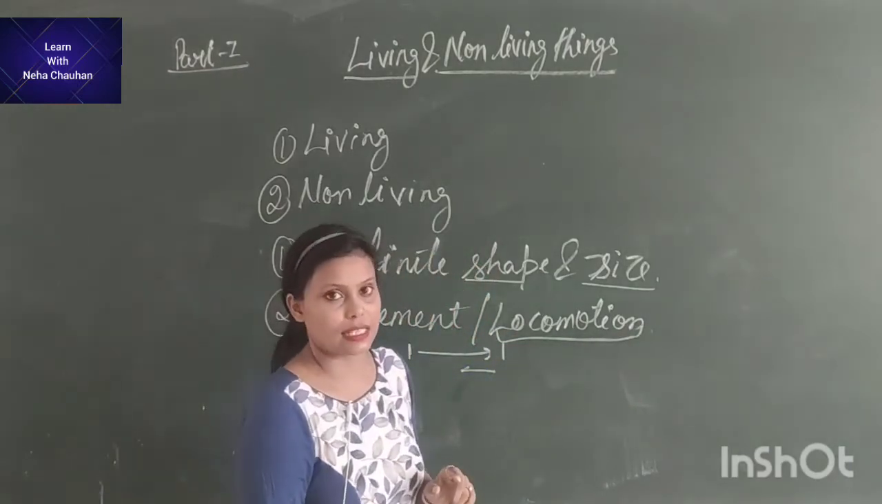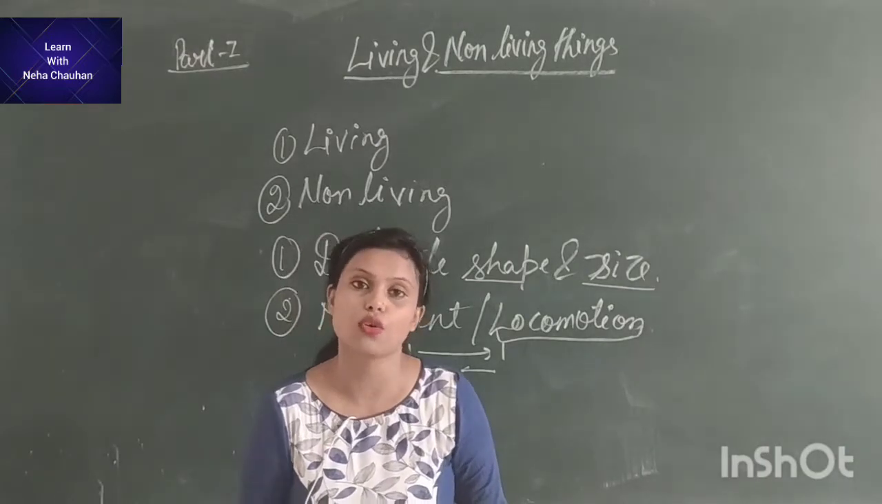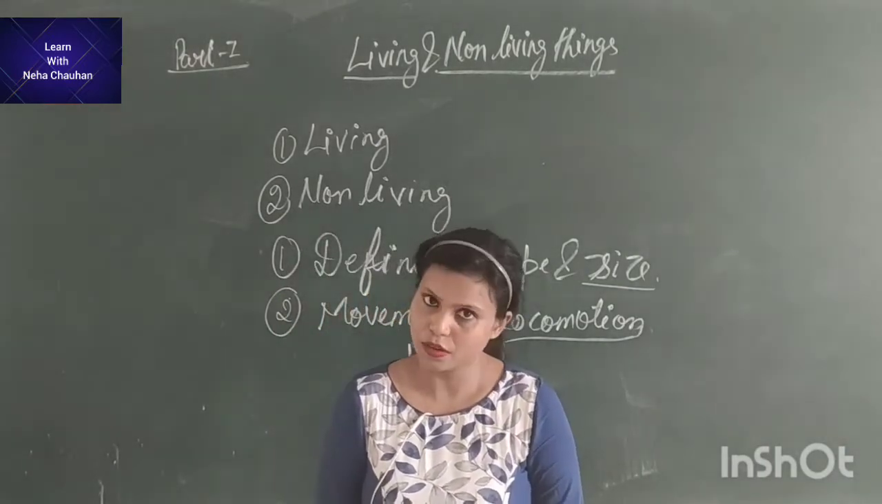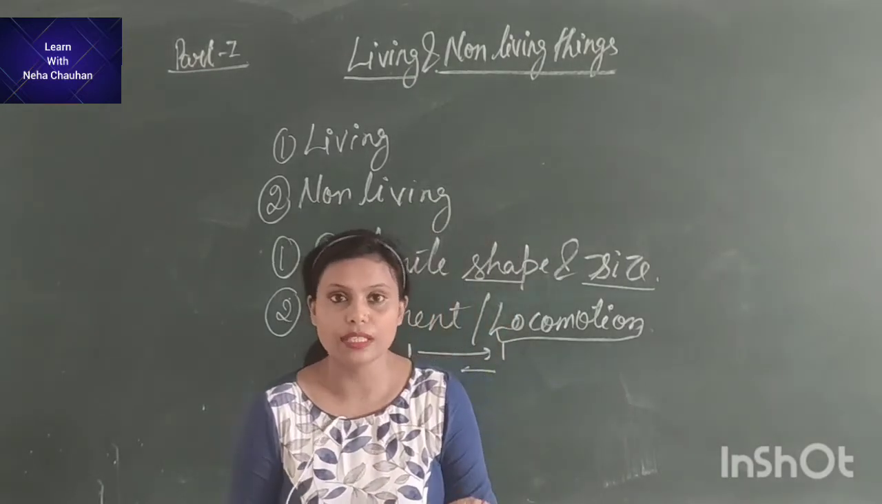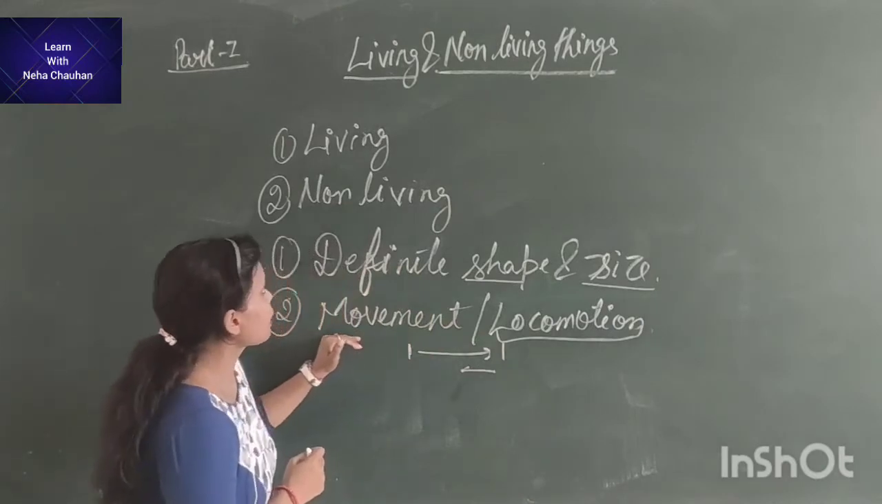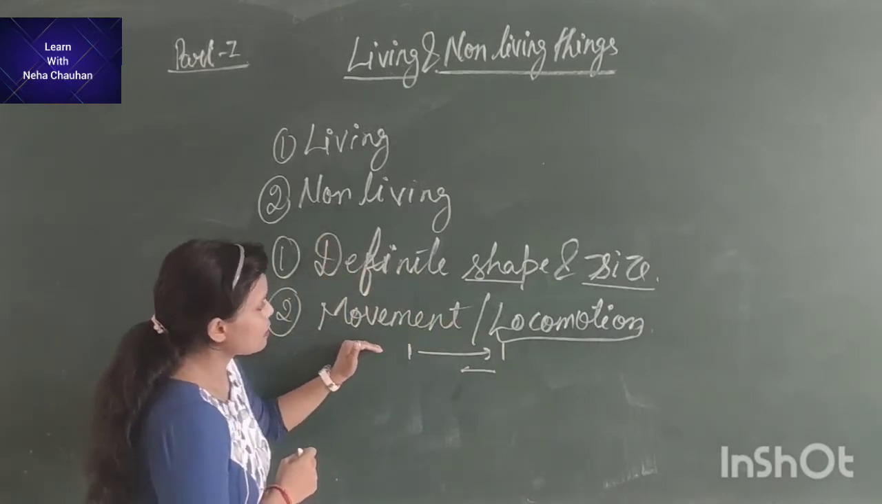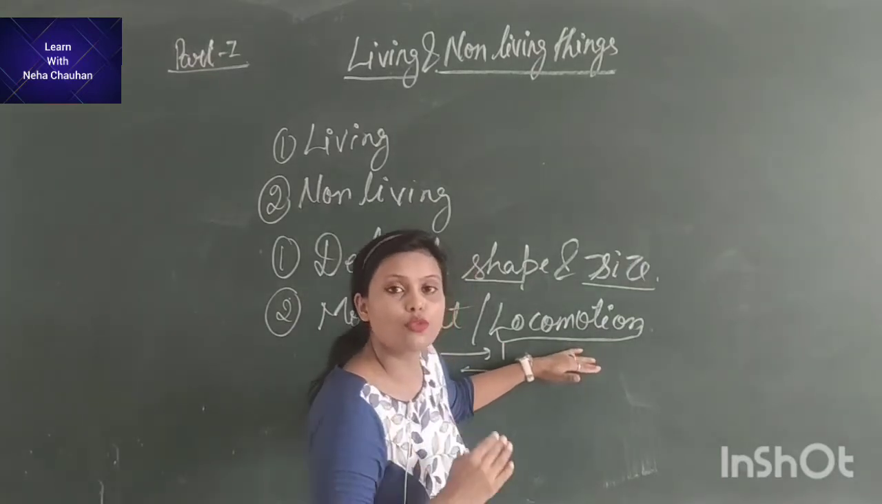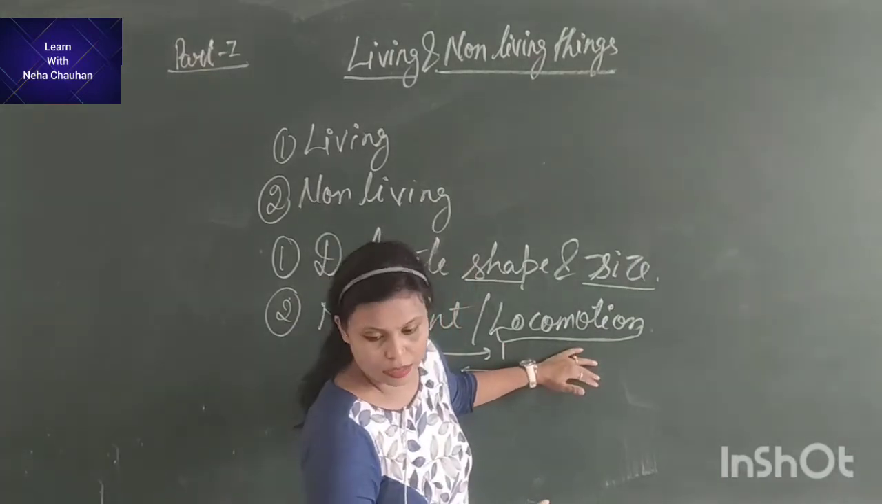But the trees do not show locomotion. They only move their branches and leaves, alright, because they are fixed with the soil. Okay, so the characteristic of the living organism is that they can show locomotion. They can move from one place to other place.